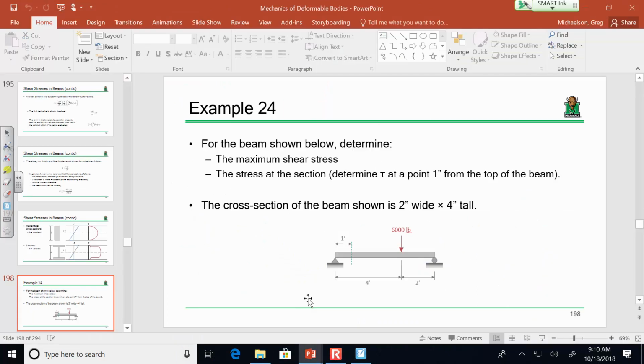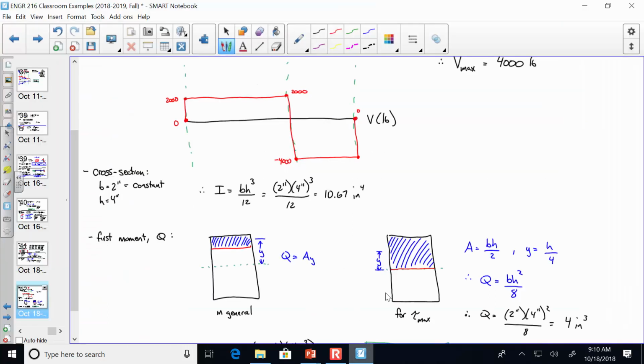here's the second part. That's the maximum shear stress across the beam overall. How do we determine the stress at this section, 1 inch from the top of the beam? Well, what was the shear on this section? 2,000 pounds. And how do we determine the shear stress at a point 1 inch from the top of the beam? Well, here's the beam. That area, 1 inch from the top, just determine another Q. So let's just do that real quick.